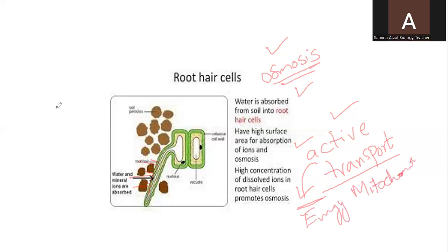And for all these processes, the shape of this root hair cell, which is very long and protruding, is important, because in this way its surface area is increased. It has to perform osmosis, it has to perform active transport and diffusion. So large surface area is required for more absorption. So root hair cells are specially adapted for their function. In this way, I would like to say root hair cells are very special in plants.